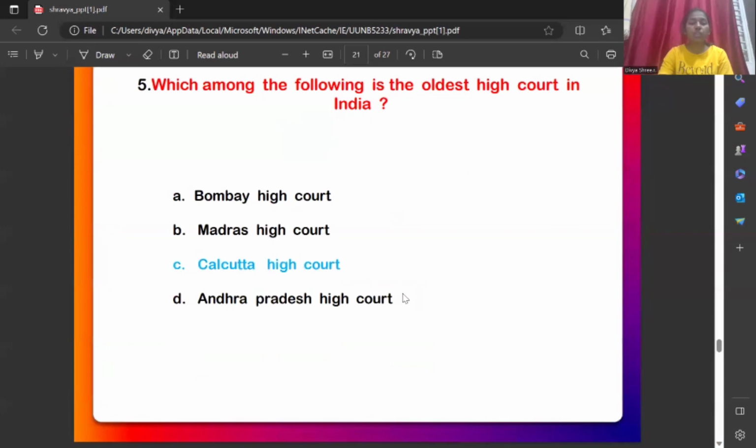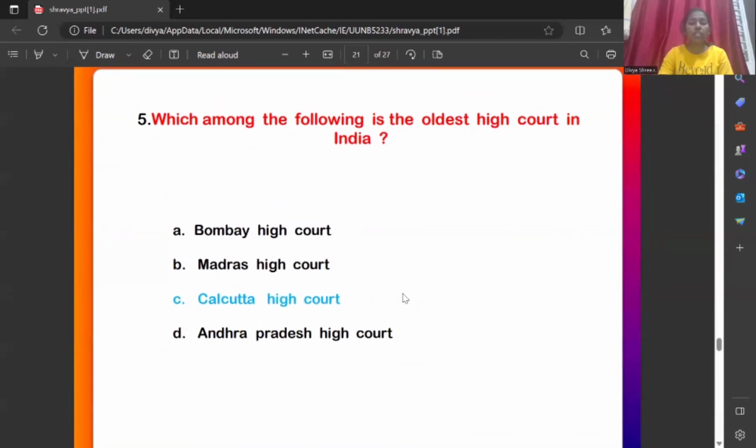And the fifth question is, which among the following is the oldest High Court in India? The options are: option A is Bombay High Court, option B is Madras High Court, option C is Calcutta High Court, and option D is Andhra Pradesh High Court. The answer is option C, that is Calcutta High Court.